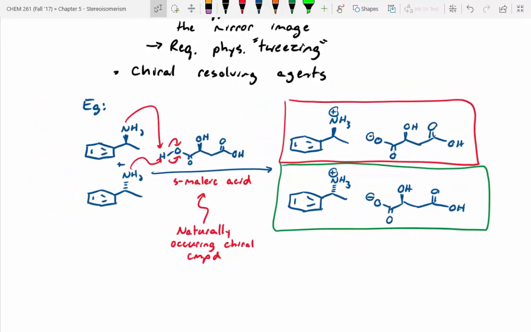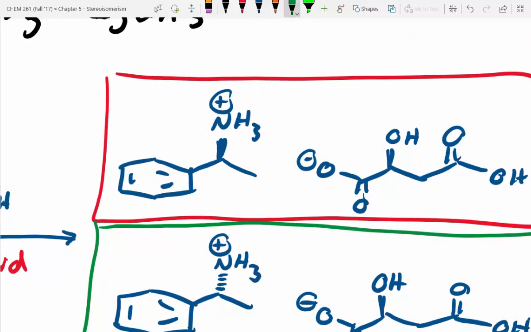What's the relationship between the red box and the green box? What do you guys think? Let's think about it this way. Let's focus on the red box right now. Oh, I should change the pen color. What's the stereo center here? Is it going to be R or S? S, exactly. Which means the one below it will be what? R. Okay, so that's not too bad.